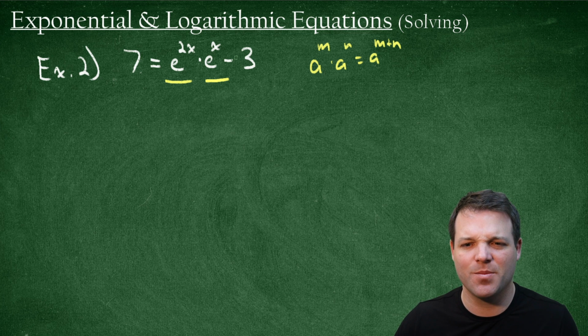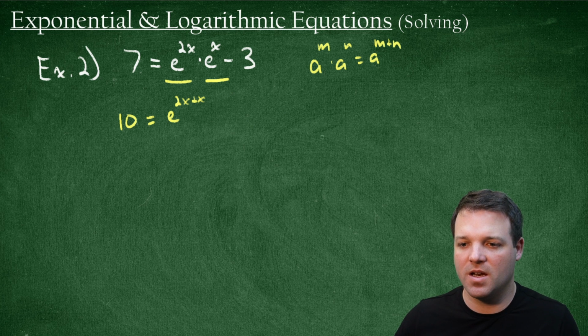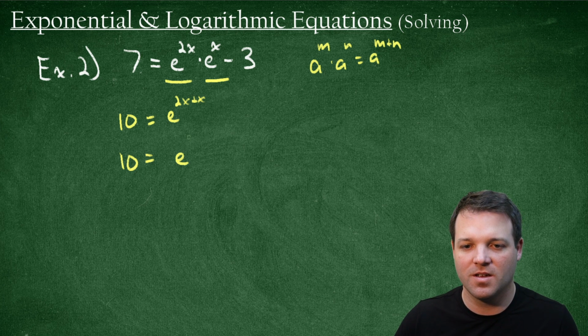And actually, at the same time, I'm going to go ahead and add this 3 to the other side. So I end up with 10 is equal to, that would be e to the 2x plus x. And of course I can combine those. So that is 10 is equal to e, and I'm going to put a little space in here because I'm prepping this. I have an exponential, so I'm going to have to take a logarithm. But anyway, that's e to the power of 3x.